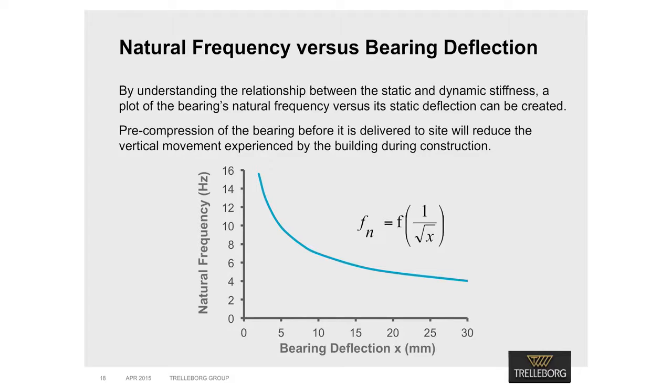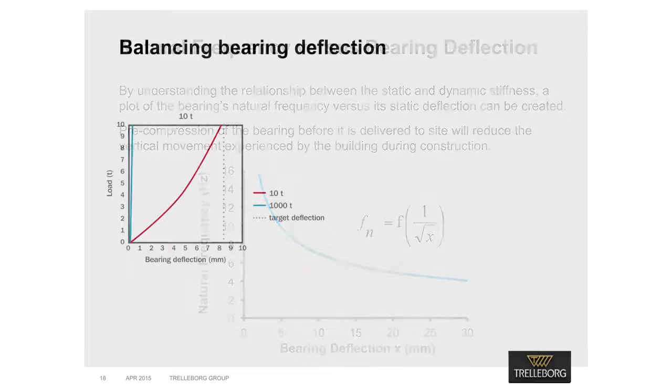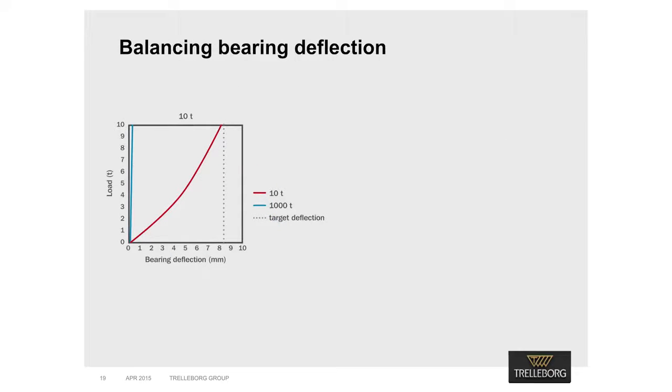Bearings designed for high isolation performance have a low natural frequency, and may need to be pre-compressed to about 80% of the working load before delivery to site. This will significantly reduce the vertical movement experienced by the building during construction. As the distribution of the building's mass varies across its plan, each bearing location must be assessed on its own merit to ensure they all deflect evenly when supporting their designated loads. The loads from one location to another may vary by orders of magnitude.